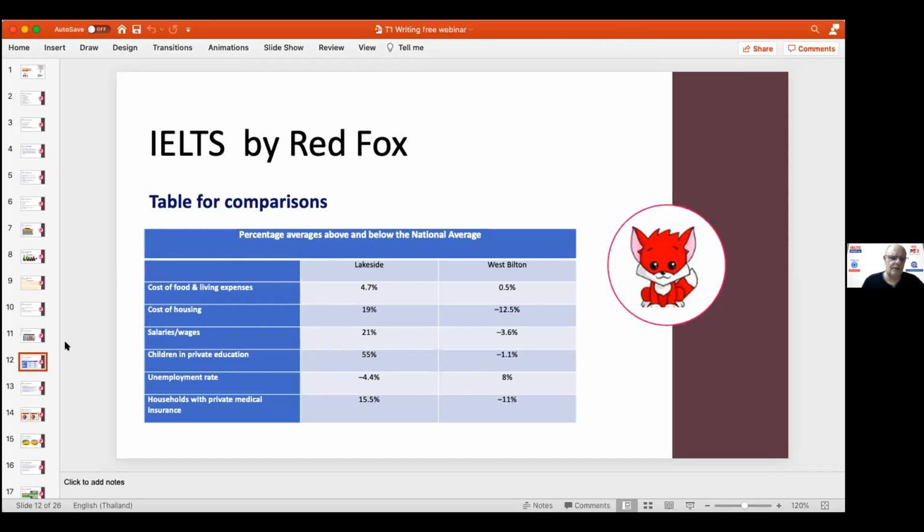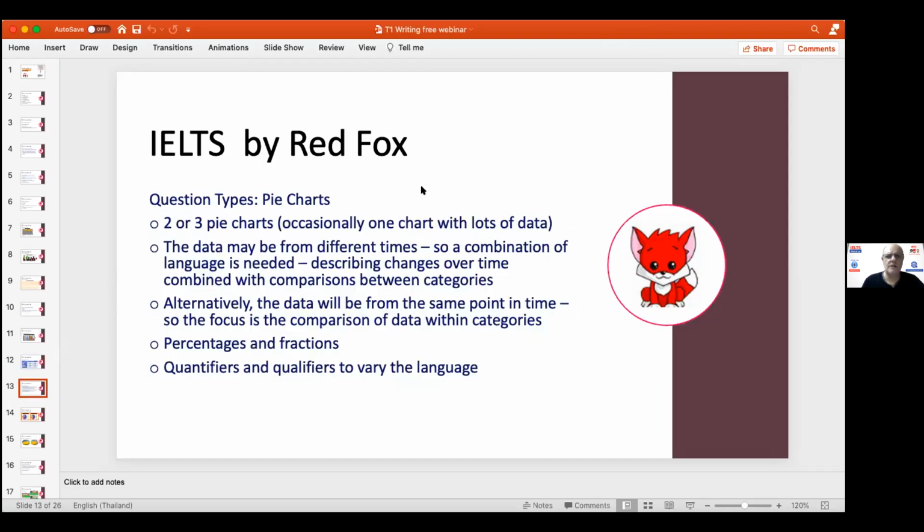Right, now then, let's just move on to look at pie charts. Pie charts typically have 2 or 3 charts, occasionally just one, and in which case it'll have lots of data on it. The data may be from different types. We've got 2 or 3 charts. The data may be from different times. And in that case, we need a combination of the language we've discussed. So describing changes over time combined with comparisons between categories.